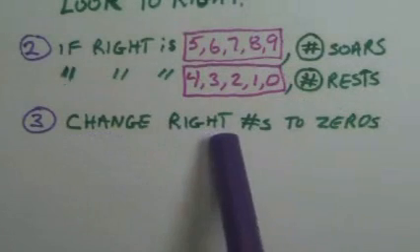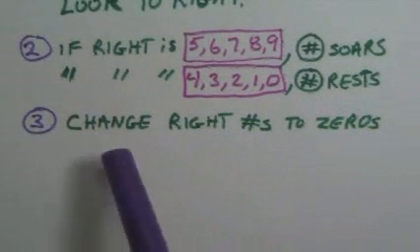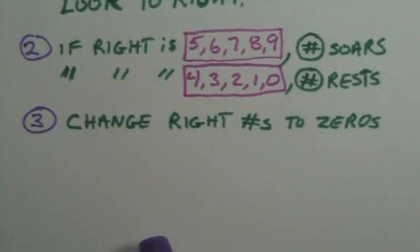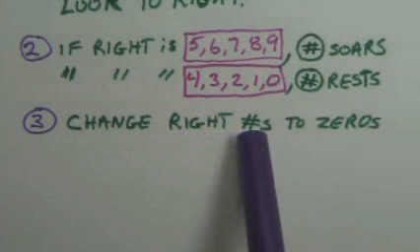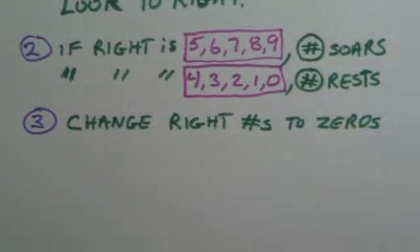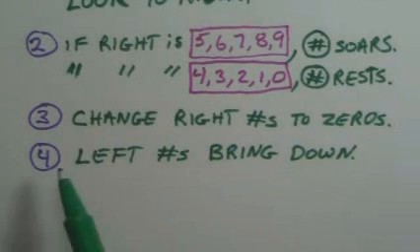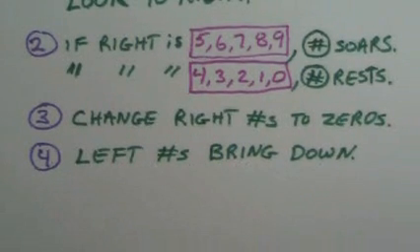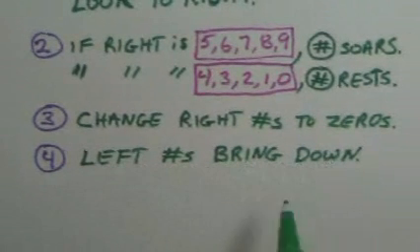Next, change right numbers to zeros. Change right numbers to zeros. And our last step is left numbers bring down.